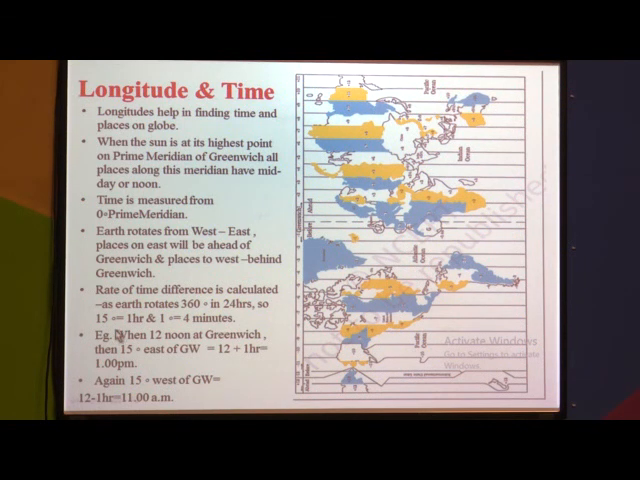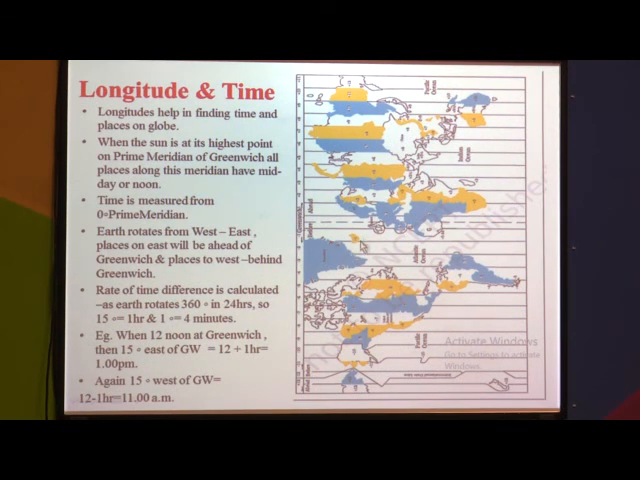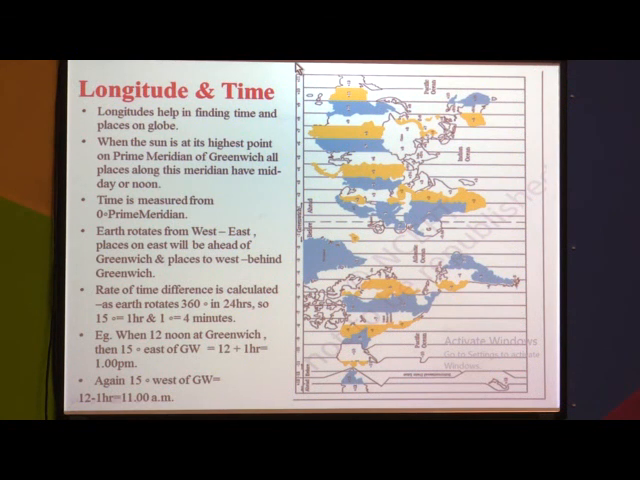Now these longitudes, we have measured and named as 15 degrees, 30 degrees, 45, like this. So the time difference between each longitude is 1 hour. That's why it is written here plus 1, plus 2, plus 3, plus 4, plus 5, plus 6, like this it goes on.